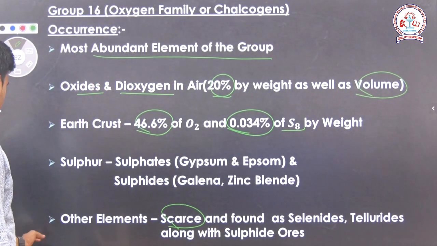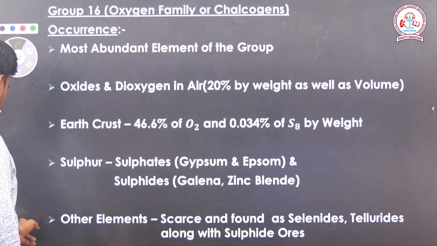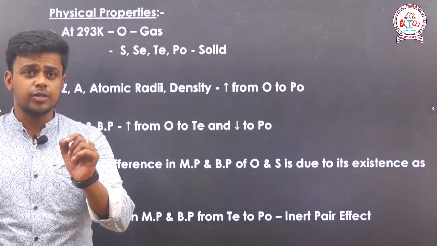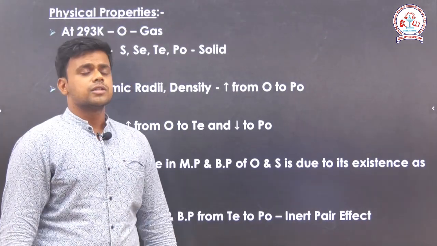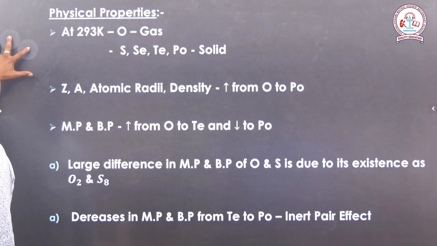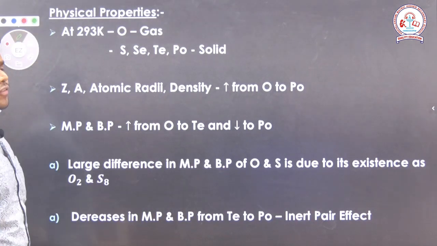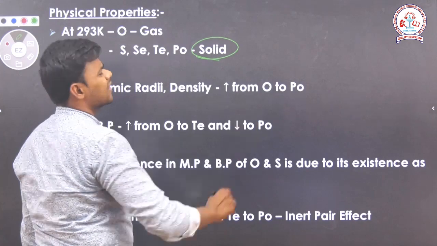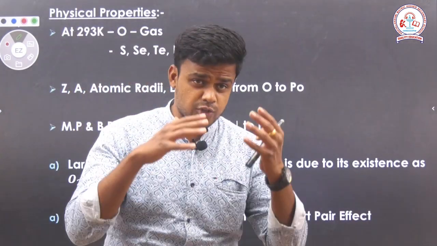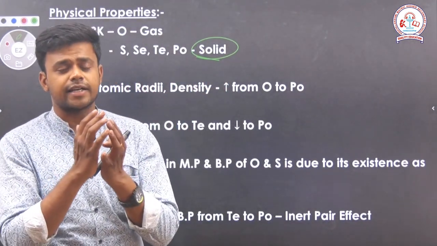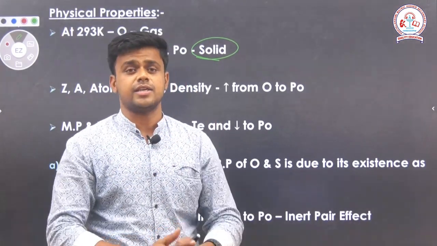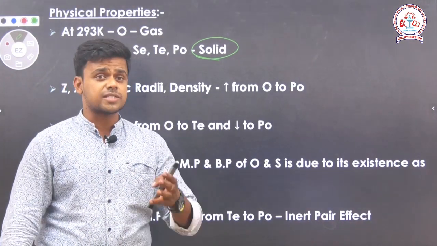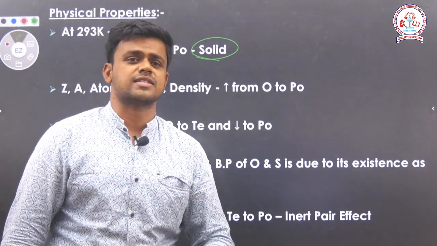Then the next one, physical properties. At 293 Kelvin, oxygen exists as a gas, and sulfur, selenium, tellurium and polonium exist as solids. These are the data given as a tabulation in our textbook, and I am giving it very precisely over here. At 293 Kelvin oxygen exists as a gas, and the rest of the elements like sulfur, selenium, tellurium and polonium exist as solids.